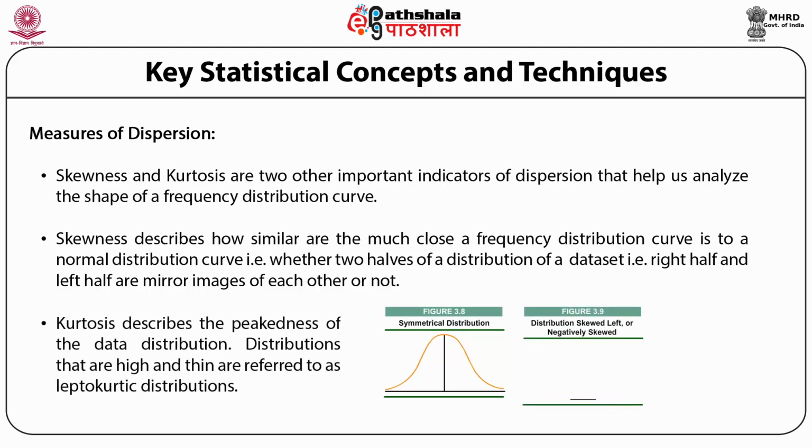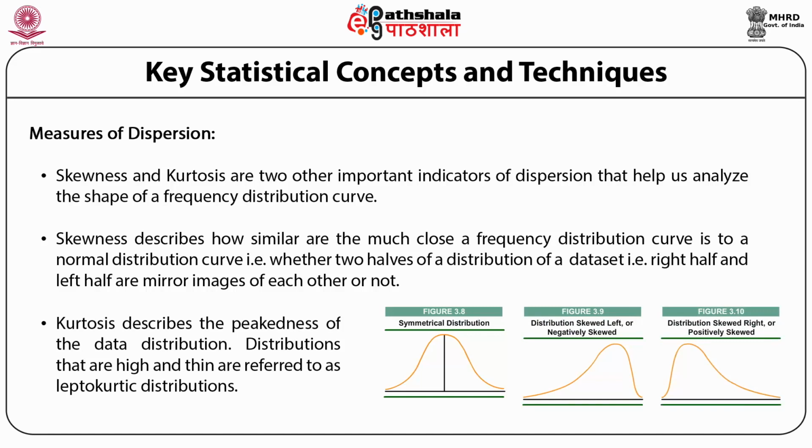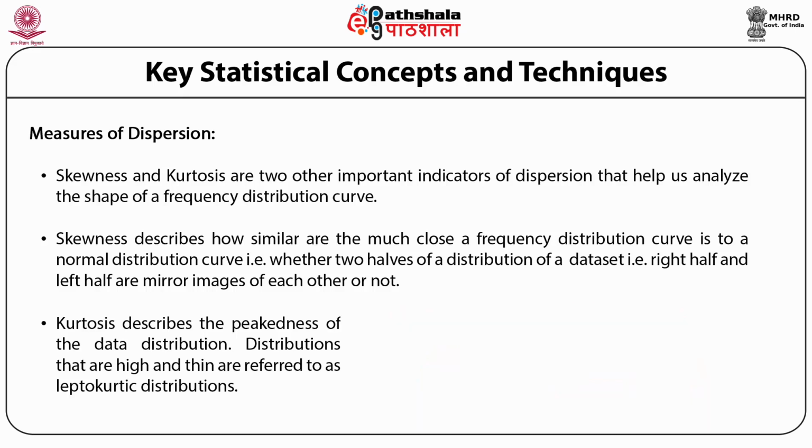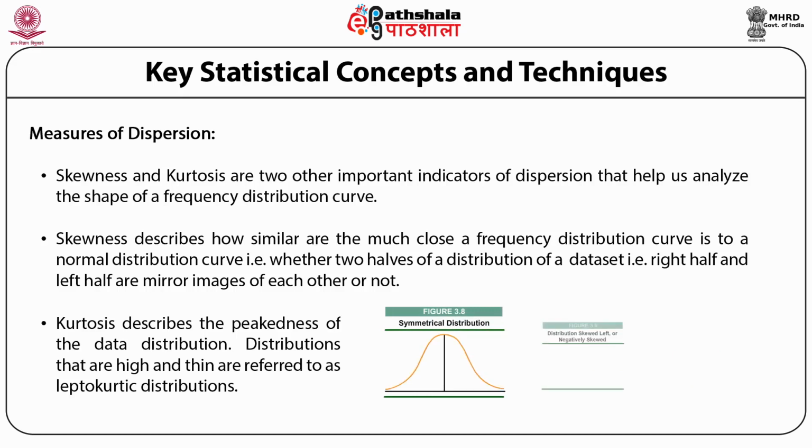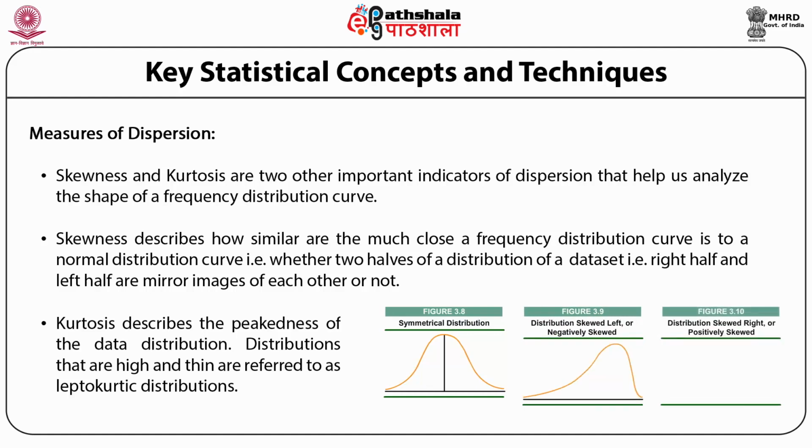Whereas kurtosis describes the peakedness of the distribution, which means if the values are more aligned to the mean, we may have more peakedness in the distribution. If the values are far from the mean, then the chances are that we may have a flatter sort of distribution. So if it is a normal peak, we call it mesokurtic. If it is more than a normal peak, we call it leptokurtic. If it is less than a normal peak, we call it platykurtic.